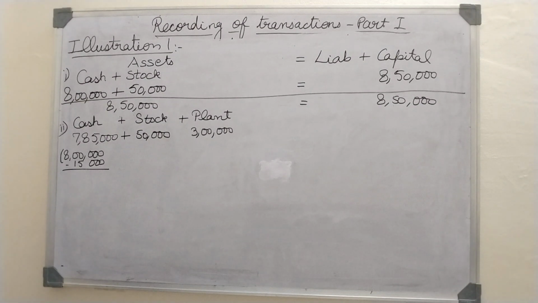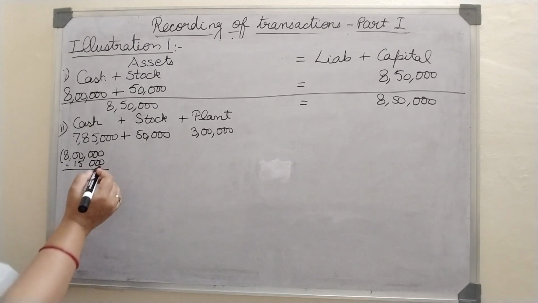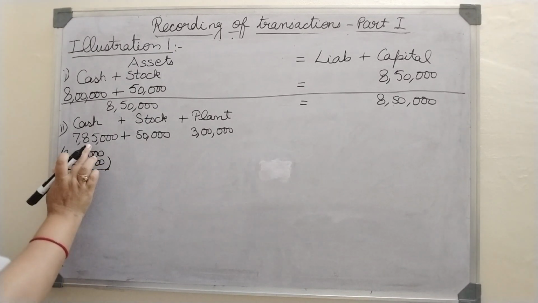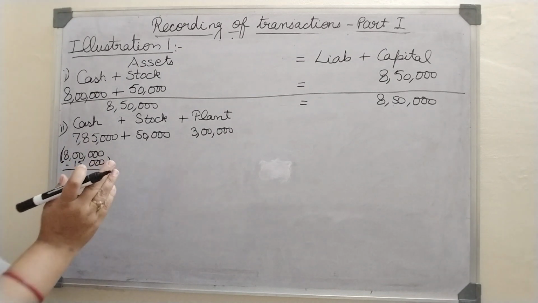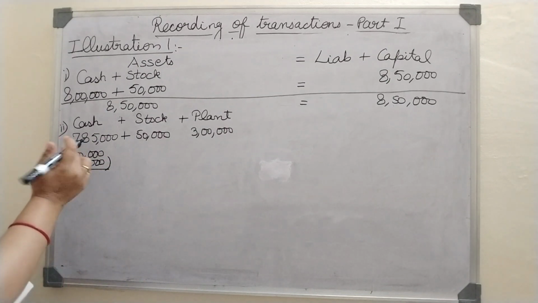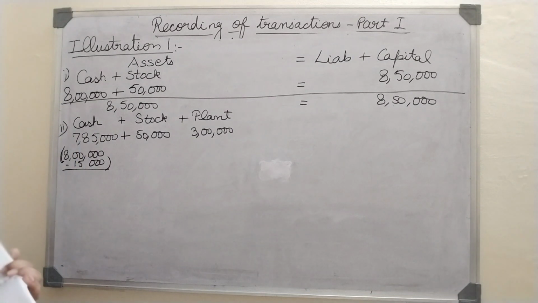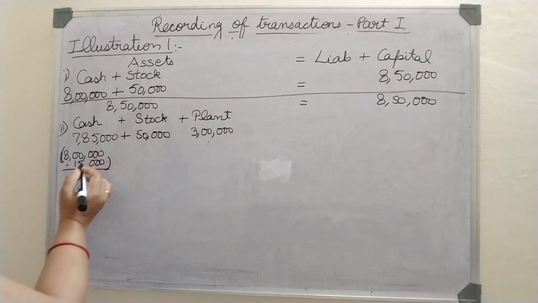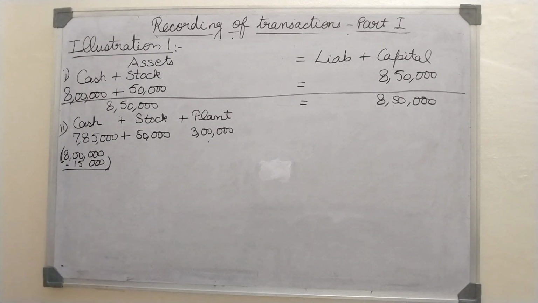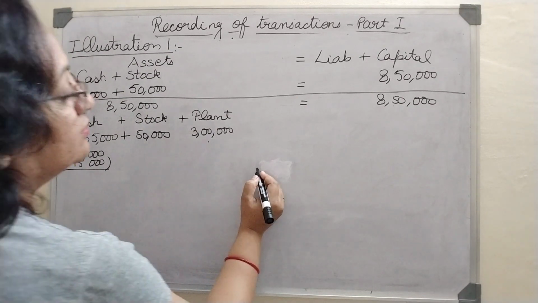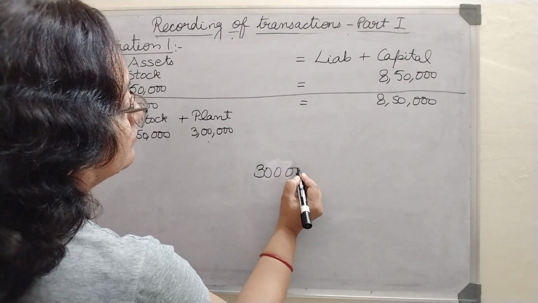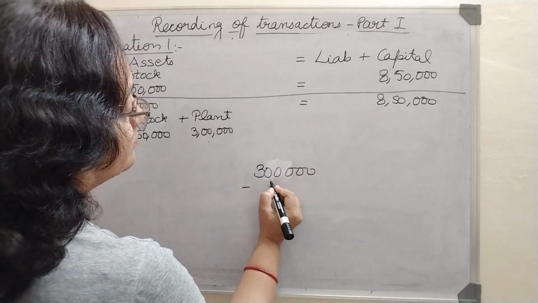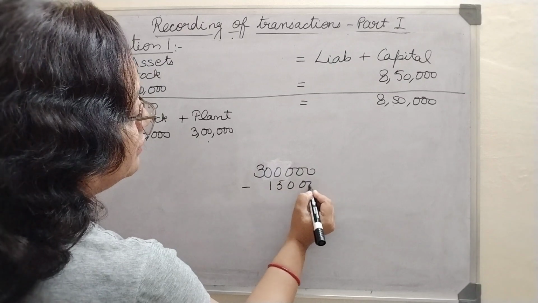So 3 things are added now: 7 lakh 85,000 plus 50,000 plus 3 lakh. This you can put in bracket. I have written this to make you understand. You can write it in bracket so that during the exams your teacher is also aware of where you got this amount from. Now if I have paid in cash part of the amount, what is the rest for me? 3 lakh minus 15,000.